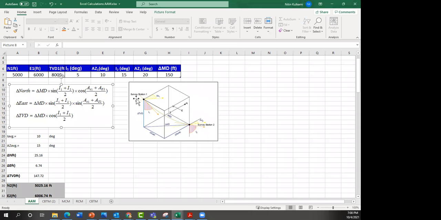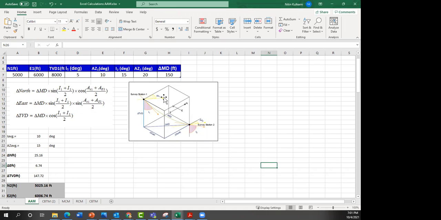This is your service station 1. This is your service station 2, and you drilled from 1 to 2. How much have you drilled? 150 feet. Now at service station 1 you took an angle, and at service station 2 you took an angle. That's reflected here. See, it's 5 degrees, 15 degrees. The diagram is not exactly representative, but at service station 1 you took 5 degrees. At service station 2 you took 15 degrees, and you also took the azimuth.